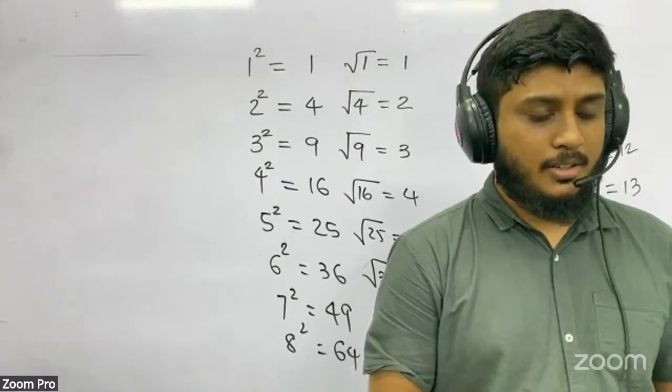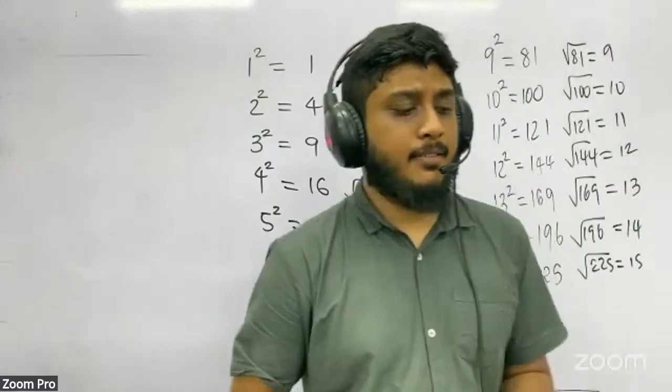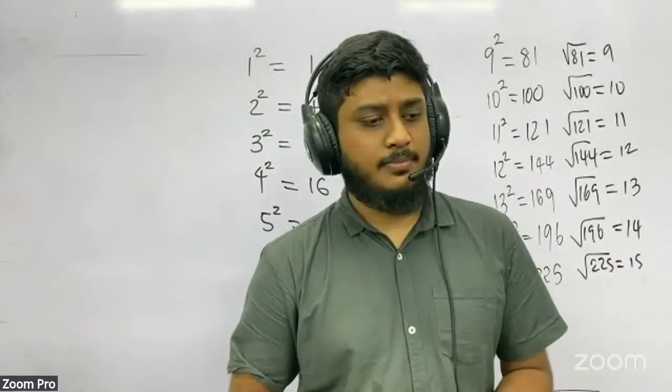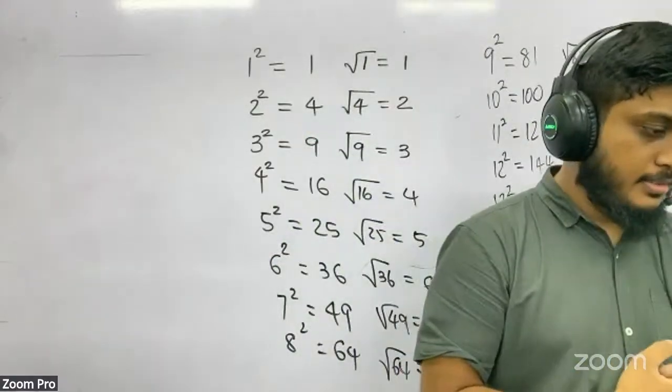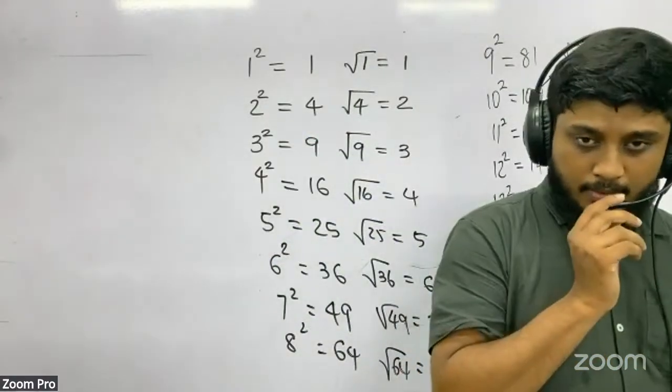225. Well done. Then 14 squared? 196. Okay, very good. If you can tell these things on your own, then well done.